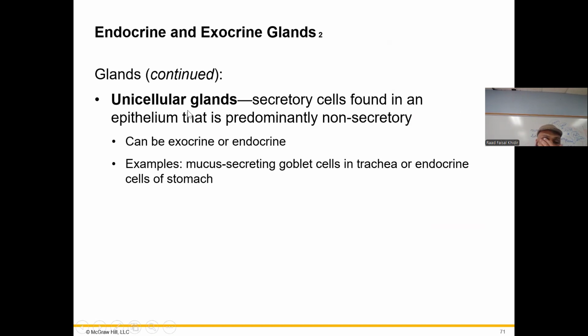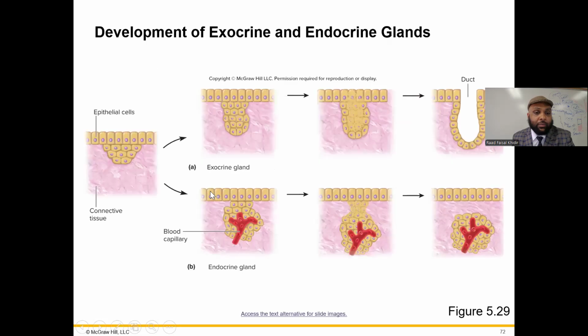Glands. These are unicellular glands, and these are secretory cells found in an epithelium that is predominantly non-secretory. And it can be exocrine or endocrine. Examples would be mucus-secreting goblet cells in the trachea or the endocrine cells of the stomach. These are the epithelial cells. That's an exocrine gland, and that's an endocrine gland. You see, the endocrine gland is associated with a blood vessel, while the exocrine gland would make a duct. It is not connected at all to a blood vessel.